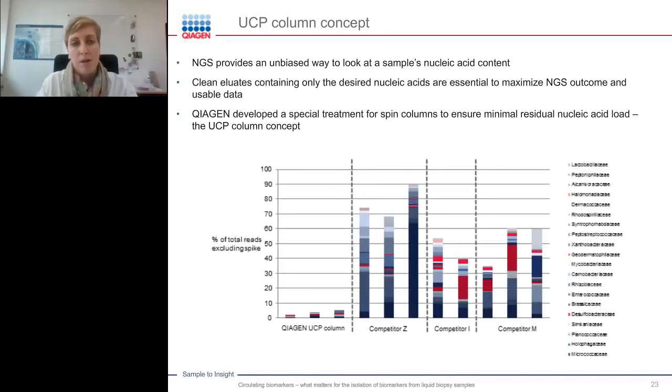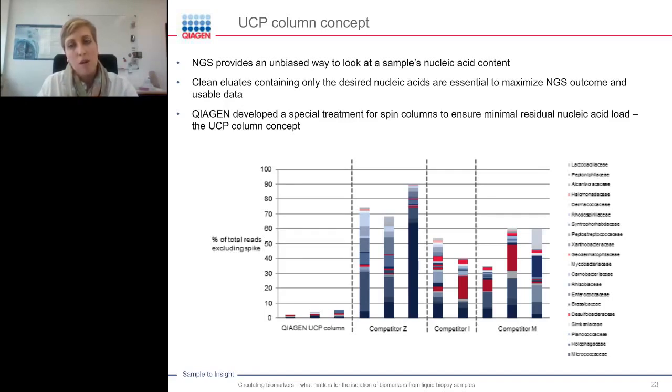Let me tell you a little bit more about the UCP column concept. So UCP stands for ultra clean production, and especially in the days of next generation sequencing, people are looking in an unbiased way at the complete sample's nucleic acid content. And with these analyses, it actually became obvious that contaminations, especially in the microbiome context, are coming off from spin columns. That's a fact of the spin column membranes that a lot of providers are using. However, this is then also reducing the number of useful reads that you get from your NGS experiments. And especially for a microbiome experiment, you can even get a certain bias in your result due to this contamination.